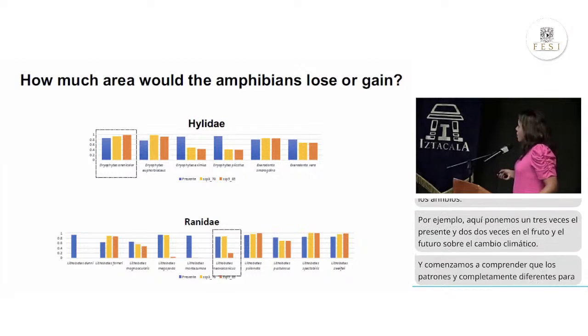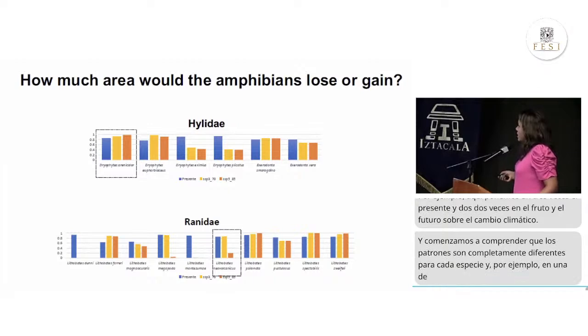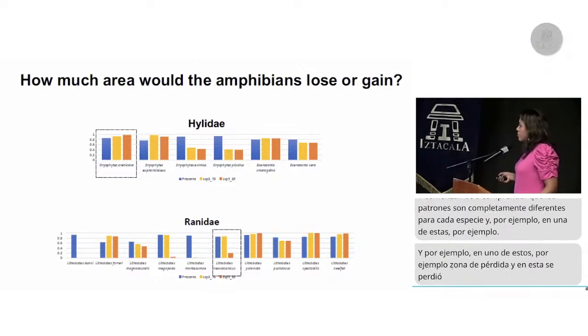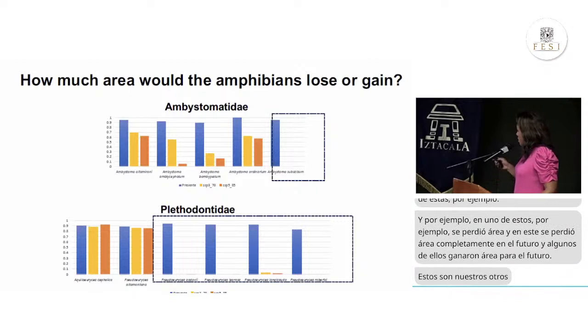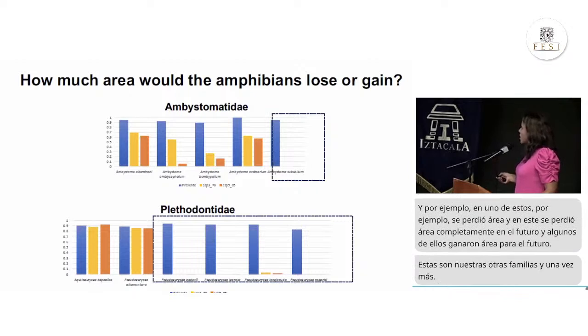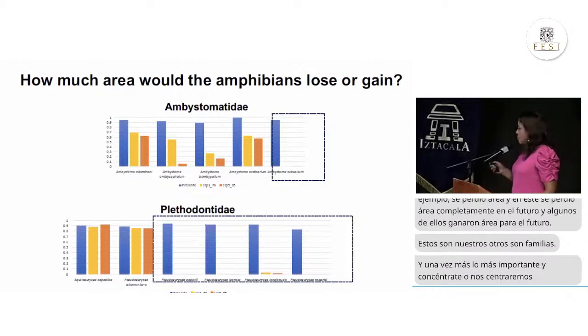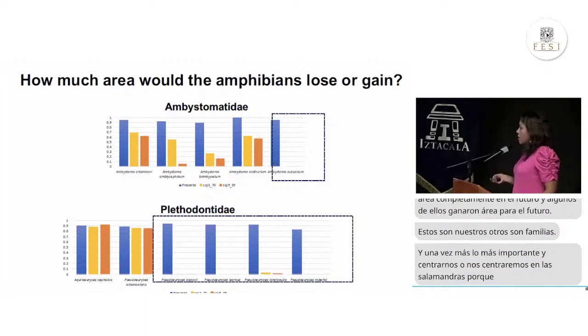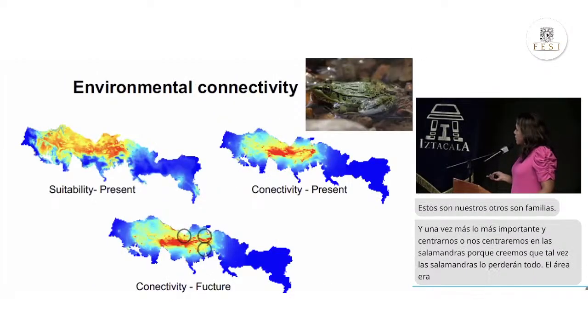For example, in one of these, the area is lost completely in the future, and some of them gain area for the future. This is our other families, and one more time, the most important focus is on the salamanders, because we believe that maybe salamanders will lose the area where the conditions are suitable.